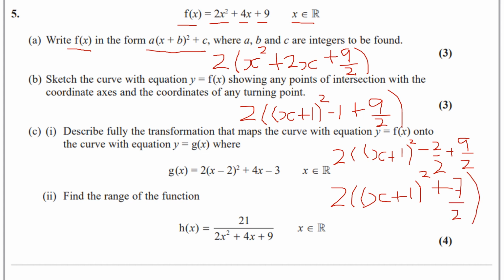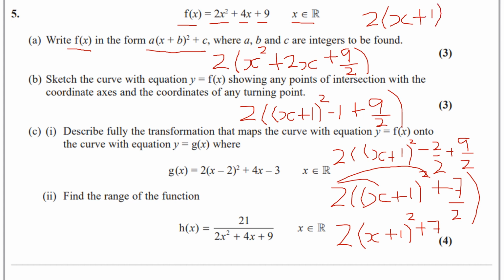I can now expand it in, so this times this, and then this times this. I have 2 brackets x plus 1 all squared, and then 2 lots of 7 halves becomes 14 halves. The 2's obviously just cancel, so I get plus 7. So my final answer, guys, is 2 brackets x plus 1 all squared plus 7.